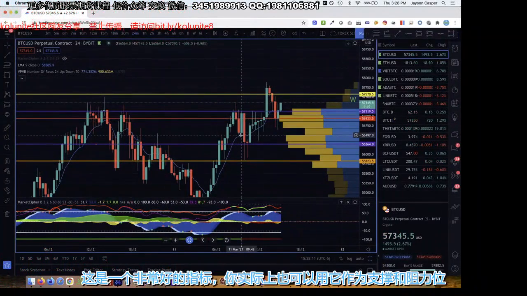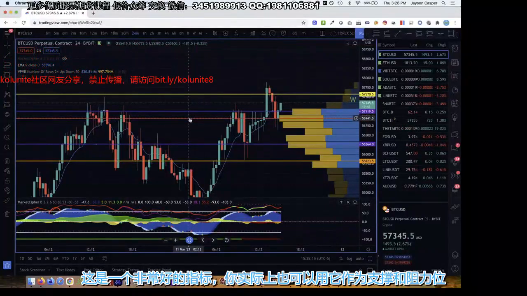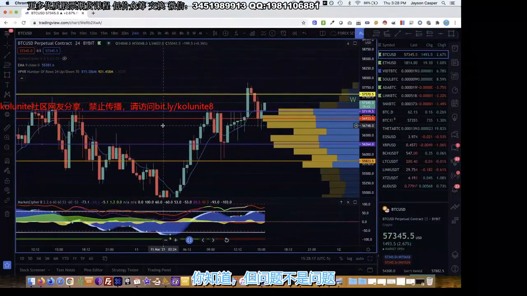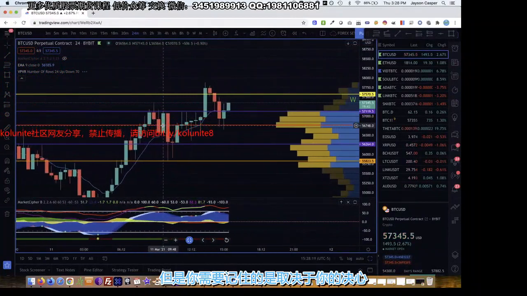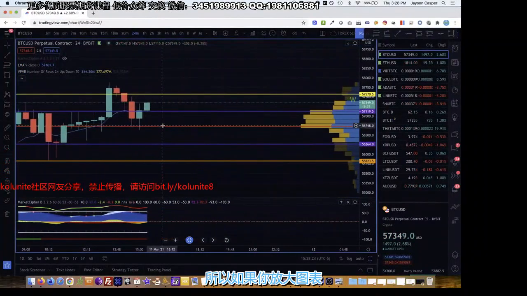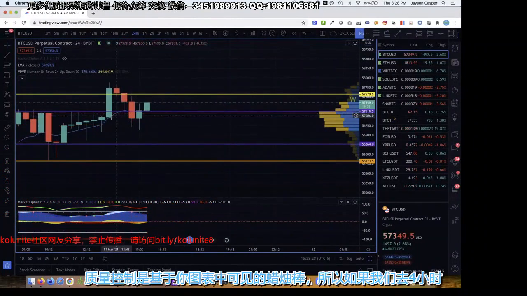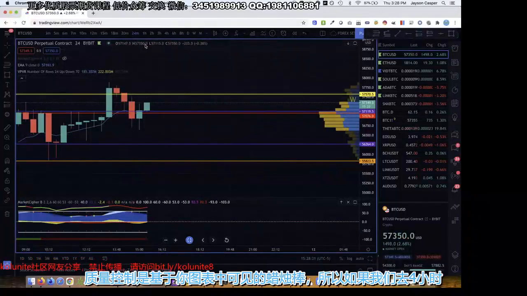And it's a really great indicator. You can actually use this as a support and resistance level as well. But the thing you need to keep in mind is, depending on your resolution, this is going to change. So if you zoom into the chart, it's going to tell you where that point of control is based on whatever candlesticks are visible in your chart.